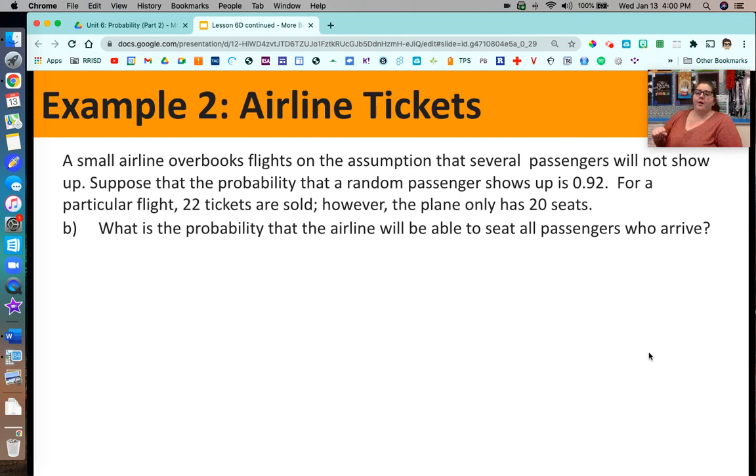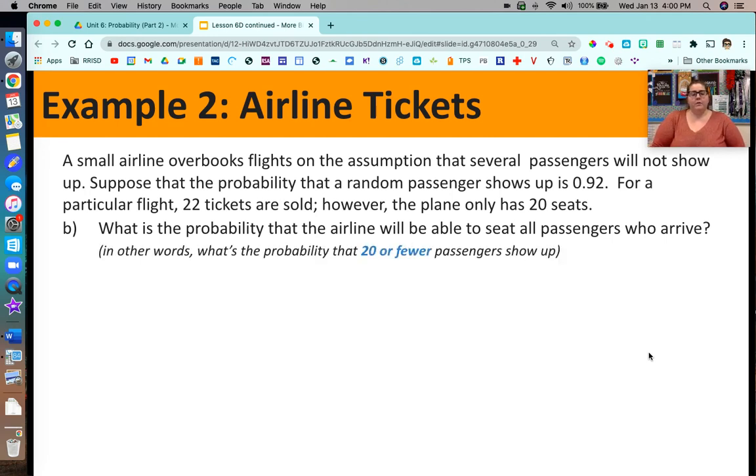So now I'm going to move on to part B, which says, what is the probability that the airline will be able to seat all the passengers who arrive? So in other words, we want to know the probability that 20 or fewer passengers show up. Because if 20 or fewer passengers show up for this flight, then they will all have a seat. But if 21 people show up or 22 people show up, we're out of luck.